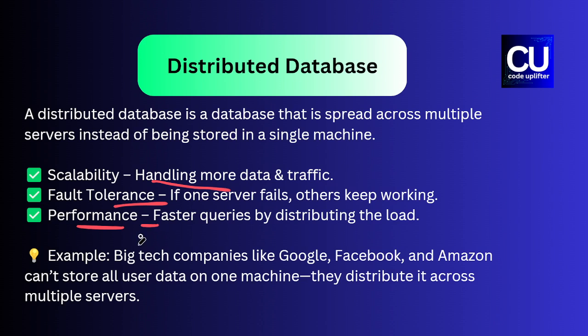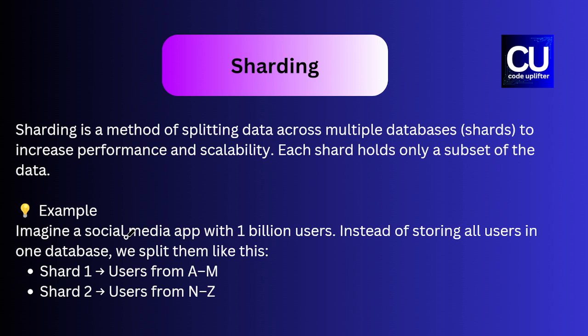So basically these big techies like Google, Facebook and Amazon, they definitely do something to handle all this. Okay, so what do they really do? So they do sharding. Sharding is a method to split the data across multiple databases. So each database is called a shard. Okay. Now each shard contains data. Okay. Think in a very simplistic manner.